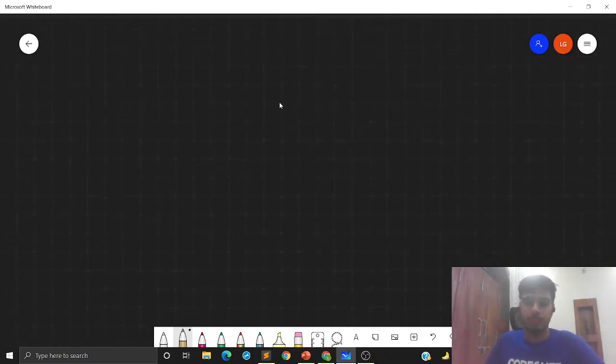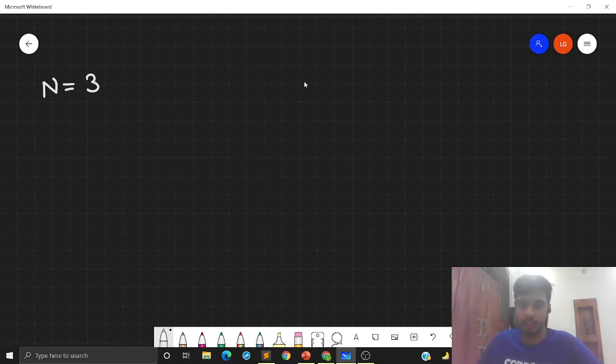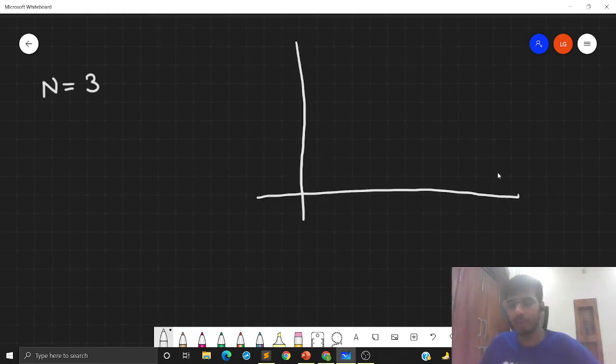Okay, so let's move forward with the solution. Suppose I am given that n is 3 and I don't know what those points are. Usually in geometrical problems, it helps to draw some diagrams. It helps us to visualize what's going on. So suppose there were these 3 points which are hidden from us. We don't know the coordinates of these points.